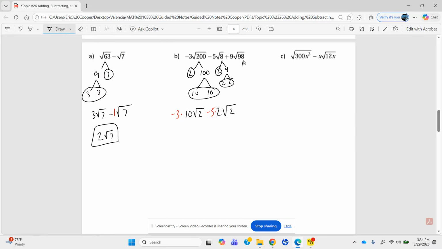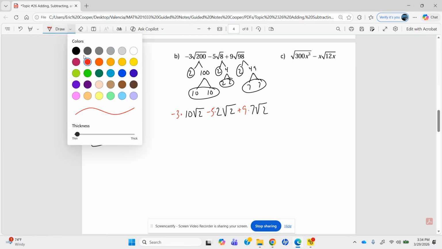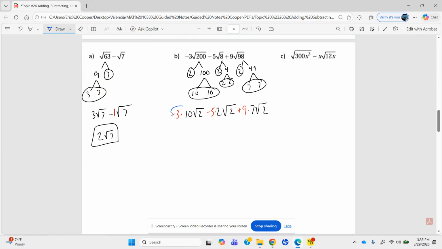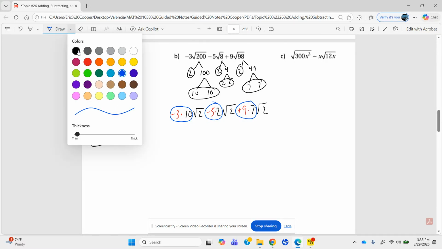And then finally, when I look at 98, 98 is 2 and 49, and 49 becomes 7 and 7. So the 98 becomes 7 square root of 2, but I still have a 9 on the outside that I can multiply it by. So I'm going to get rid of all these multiplications. I'm going to do negative 3 times 10, negative 5 times 2, and I'll do 9 times 7.